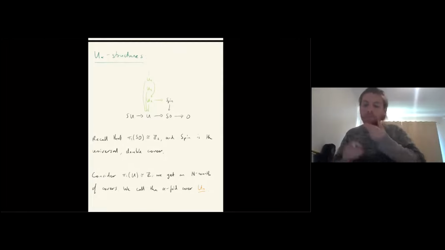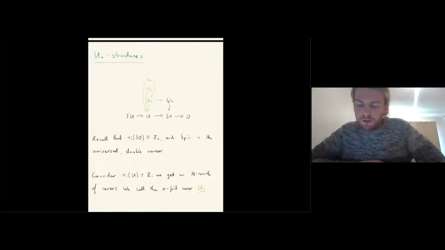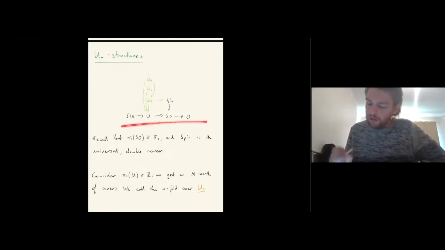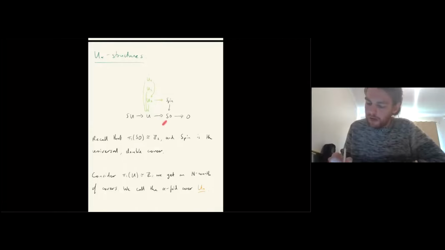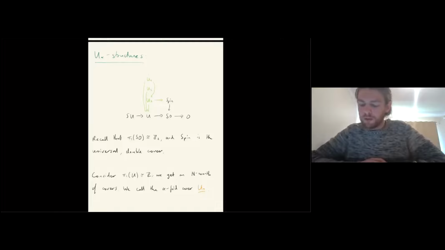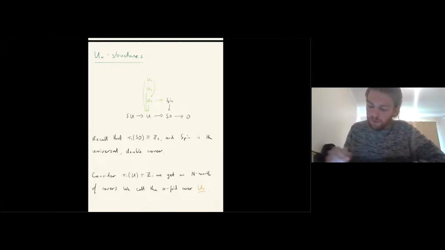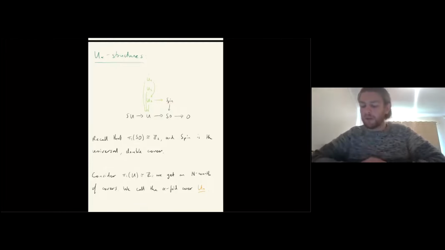Okay, so these U alpha structures. I showed this picture before. We had these as orientations, and then we had these stable complex structures. So the way that spin comes up is that the fundamental group of SO is Z2. And so by covering space theory, there's this universal double cover, Spin.